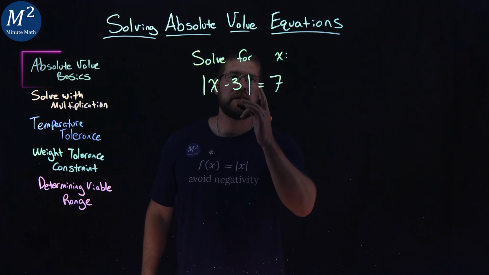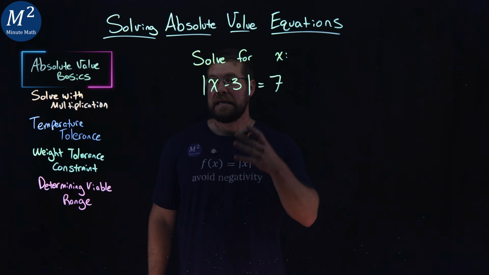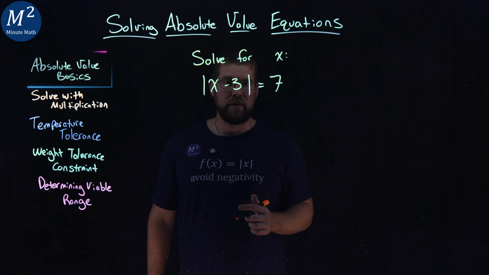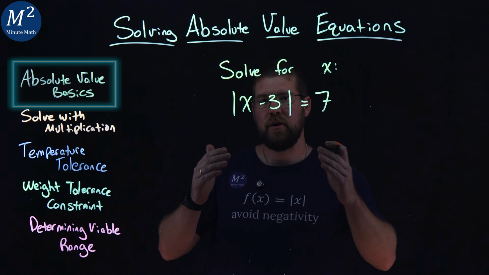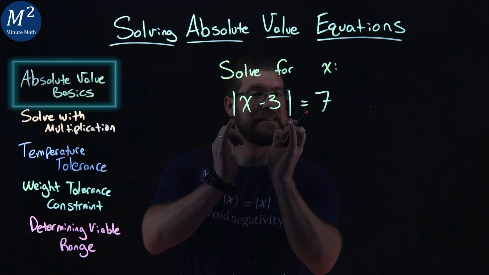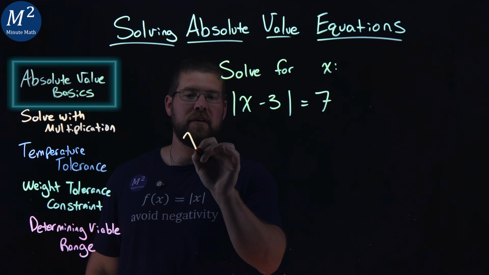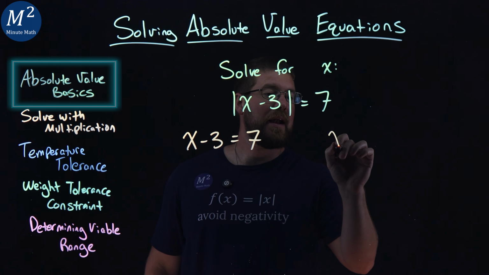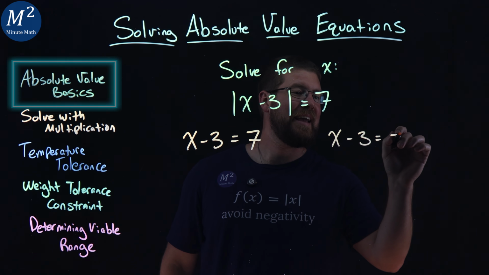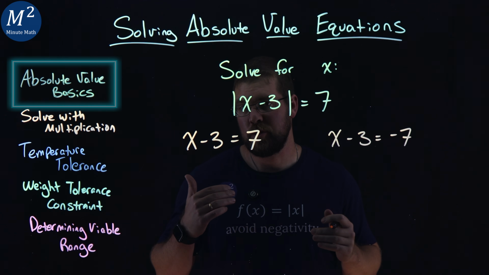In this problem here, we want to solve for x. We have the absolute value of x minus 3 is equal to 7. Let's solve this equation. We have two cases here with this absolute value. Since it's absolute value by itself now on one side of the equation, what we can do is rewrite this as x minus 3 equals a positive 7, and then x minus 3 equals a negative 7. And now we have to solve each one individually.